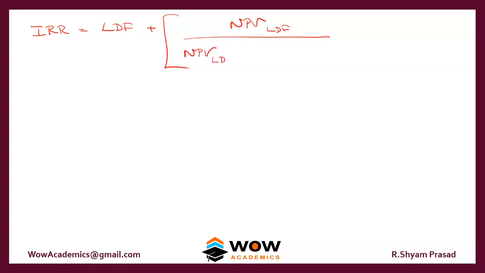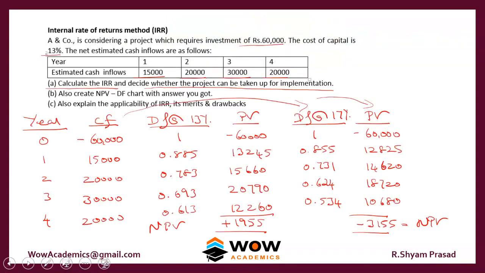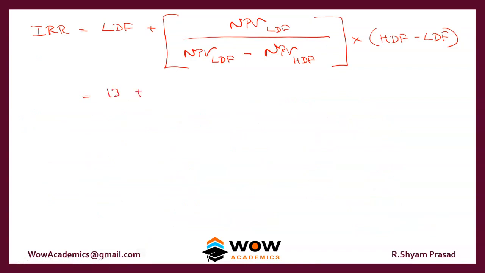So the IRR formula works like this. IRR equals the lower discount factor plus, open bracket, NPV at lower discount factor, that's the numerator, divided by NPV at lower discount factor minus NPV at higher discount factor, close the bracket, into higher discount factor minus lower discount factor. So from the earlier steps, we have taken two discount factors, 13 and 17. So 13 is the lower discount factor and the higher discount factor was 17. So we'll put it here. So that's about the formula.